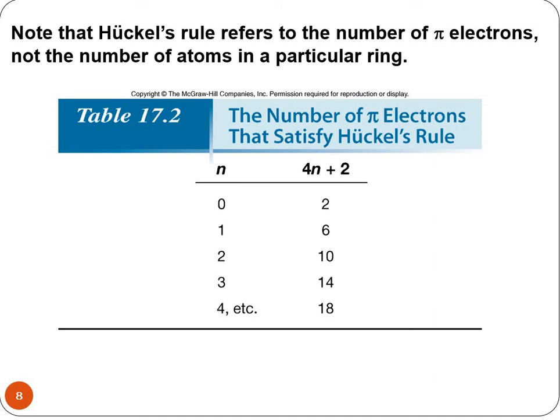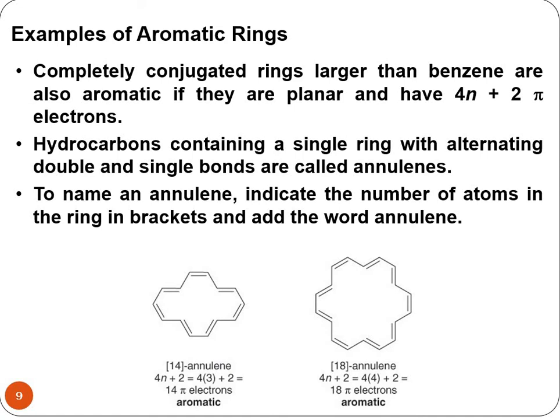Now note that Hückel's rule refers to the number of pi electrons, not the number of atoms in a particular ring. So the numbers of pi electrons that satisfy Hückel's rule, 4n plus 2, are 2, 6, 10, 14, 18, like that. So completely conjugated rings larger than benzene are also aromatic if they are planar and have 4n plus 2 pi electrons.